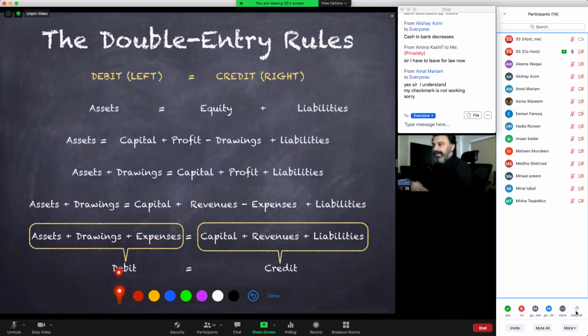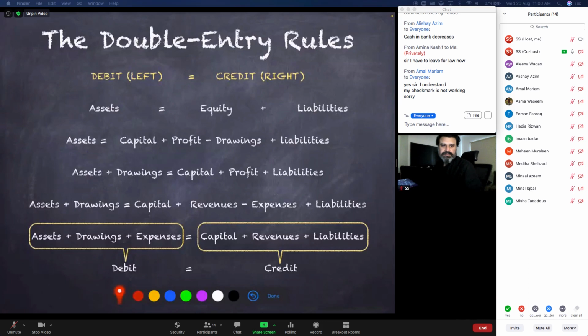Okay, ठीक है. Okay, Amal, I got it. So you can always write in text if you have any problem. You can always write in text. Yeah, ठीक है. Just a sec. Okay, forget it.